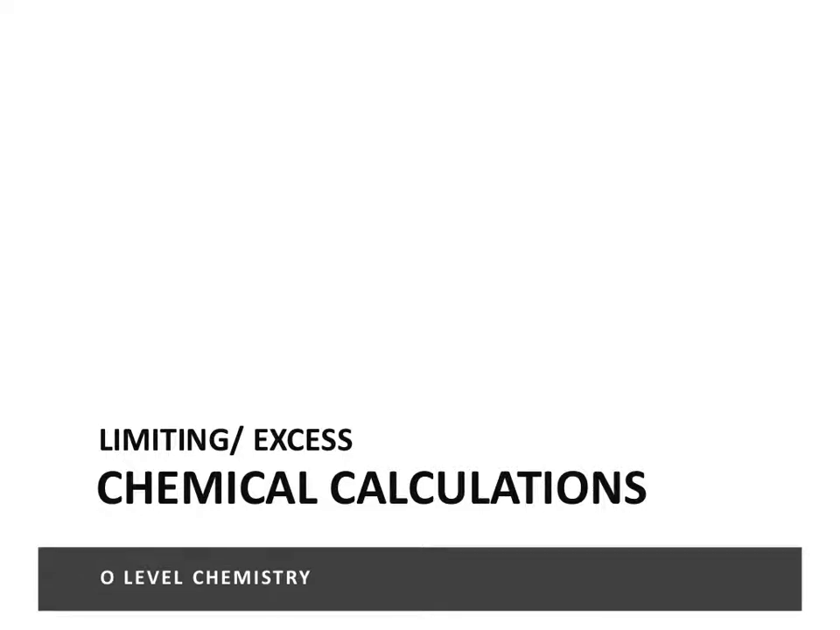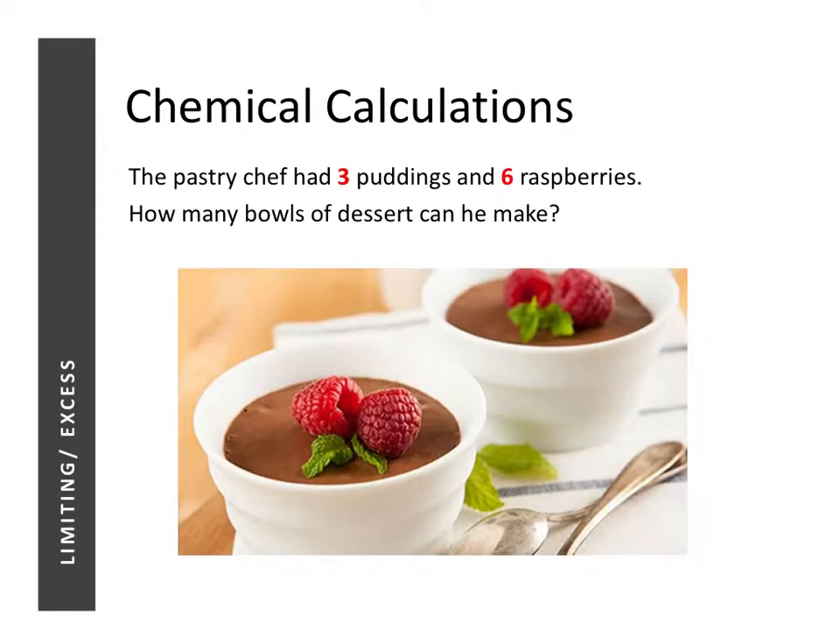Now in this lesson, we're going to learn how to solve a particular type of chemical calculation question in which the amounts of both reactants are given in the question. Now let's take a look at this real life example. A pastry chef has 3 puddings and 6 raspberries. Now how many bowls of dessert can he make?